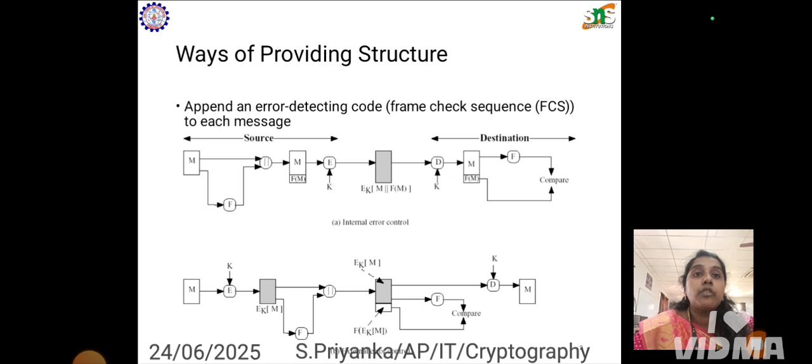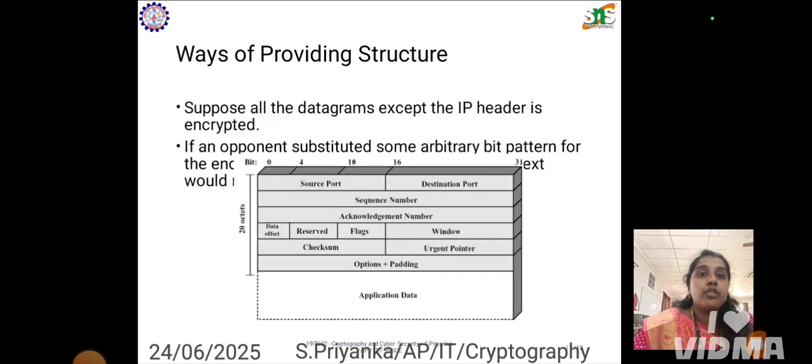Let's see the ways of providing the structure. Mainly, append an error detection code, that is FCS, frame check sequence, to each message. First is the internal error control. Next is the external error control. These are the differences between the internal and the external error control.